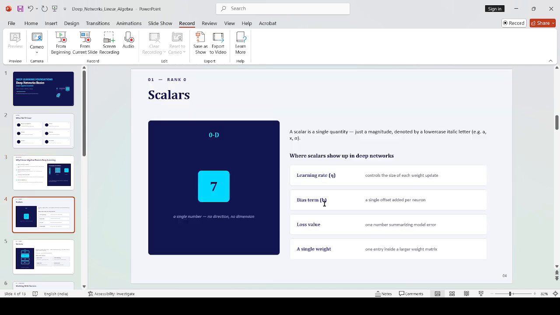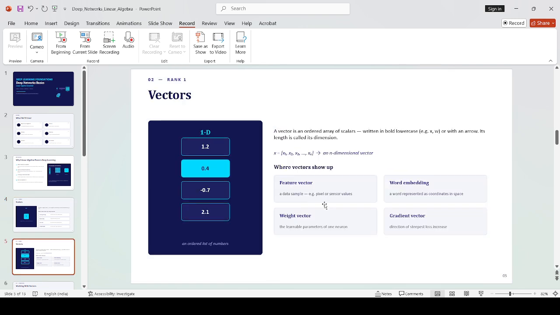Let us begin with the simplest mathematical object, the scalar. A scalar is simply a single numerical value. It has no direction and no dimension, so it is called a rank 0 tensor. Examples include the learning rate used during model training, the loss value which measures prediction error, a bias term added to a neuron, and a single weight within a neural network. Although a scalar contains only one value, it plays a crucial role in controlling the learning process.